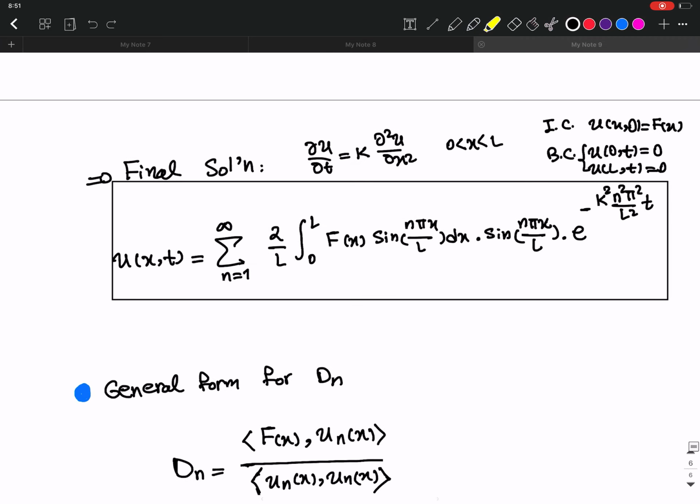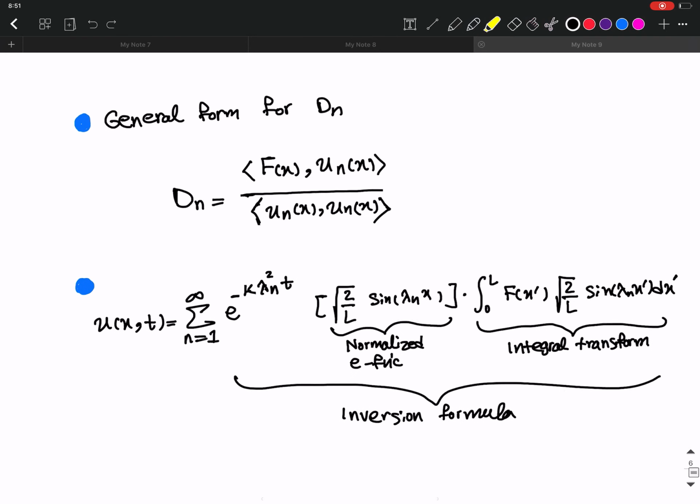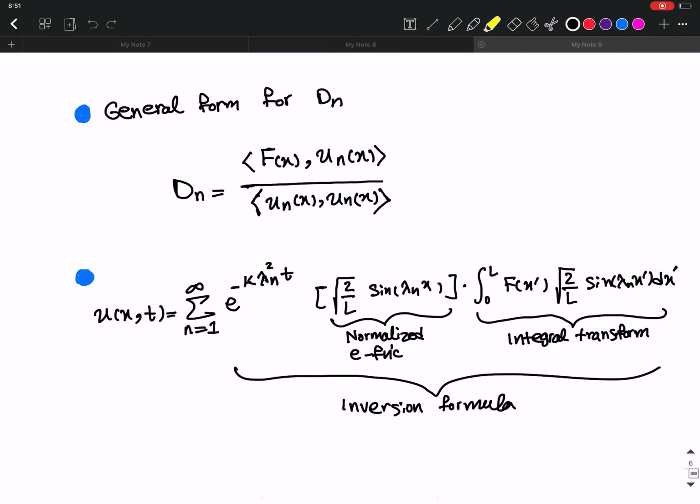And then we wrote the final solution of this problem, which is shown here. And this is the final solution of this. And we made some remarks for d n and also the inversion formula and integral transforms that we are gonna see in the next lectures. Okay, thank you very much, everyone.